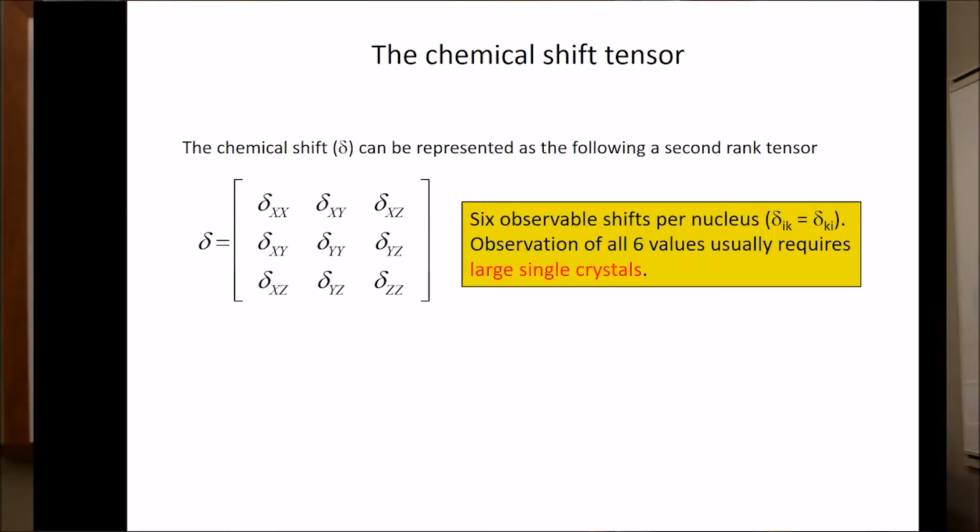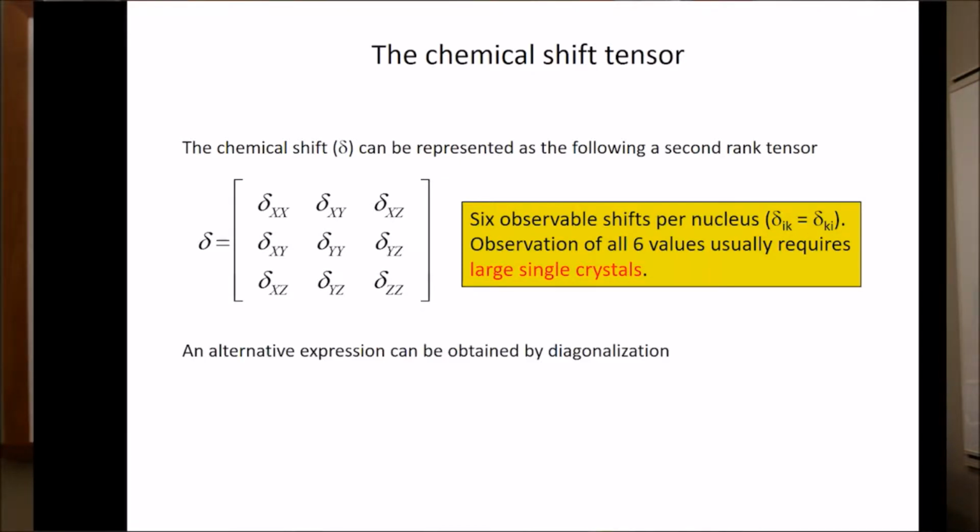Chemical shift is represented by this 3x3 matrix with 6 components. There are only 6 because the off-diagonal elements are equivalent. So delta xy equals delta yx, for example. To get all 6 components for a single molecular site, you usually require large single crystals.